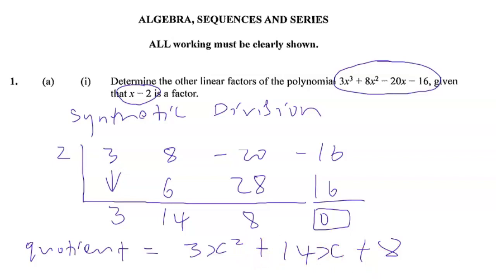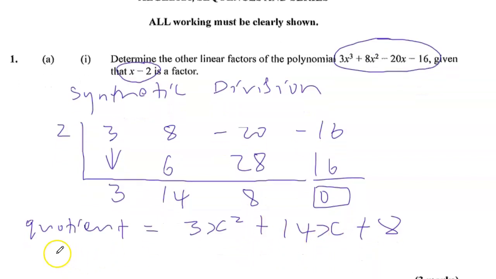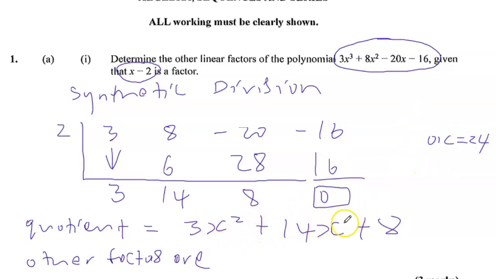Let's factorize this quadratic. To factorize it, we can use what we call the AC method. AC, that's 3 times 8, 24. So we want two numbers that multiply to give 24 and add to give 14. That's 12 and 2.